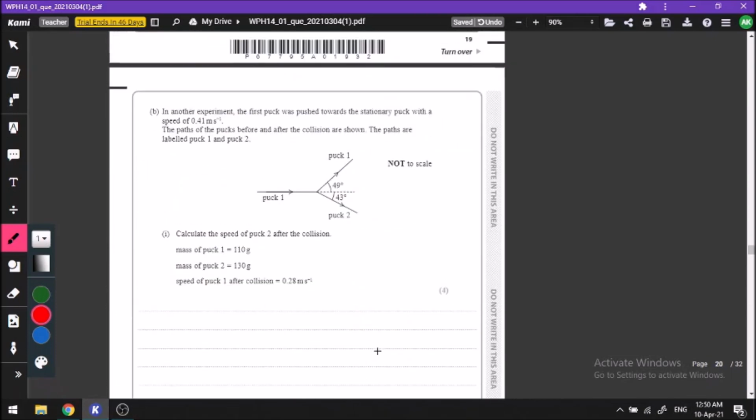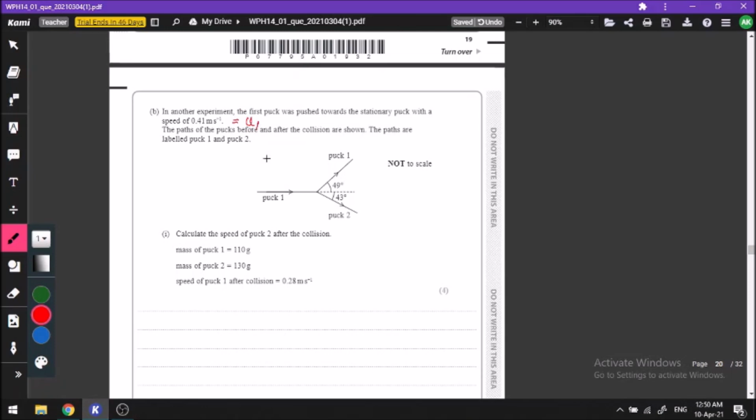Right, now we have a classic situation. This is a very common math. You should have practiced it in the books and while solving other question papers. So we know the initial velocity of puck 1, that is 0.41. So this is the initial velocity of puck 1.